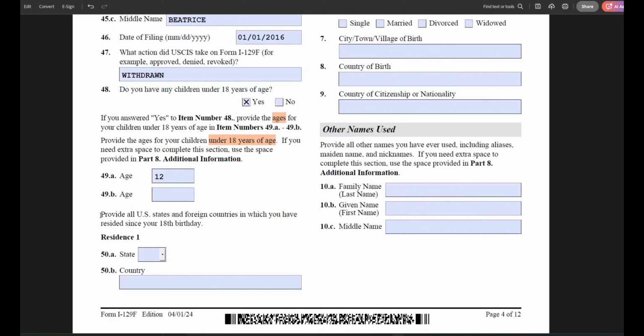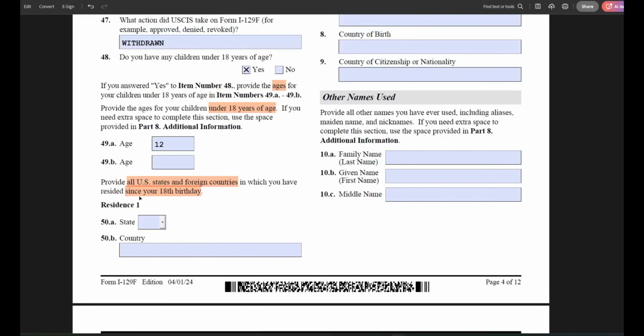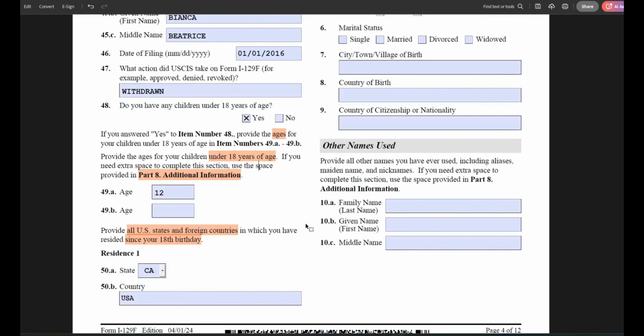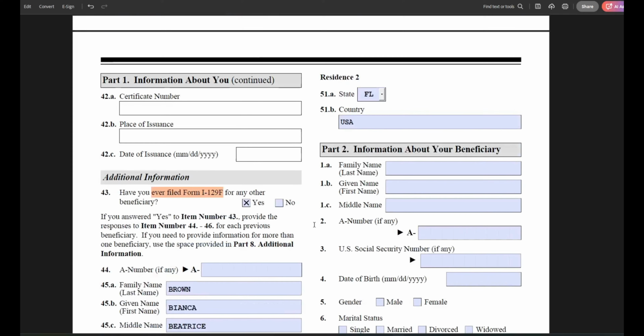Next, provide the information about all U.S. states and foreign countries in which you have lived since your 18th birthday. Lived means actually resided. So if you visited a country for a short trip, that doesn't count. If you actually resided in another country for college, for example, or your job, then you will count that country or state here. And it doesn't matter which order you go in. If we run out of space, you will provide that information on the additional information page.